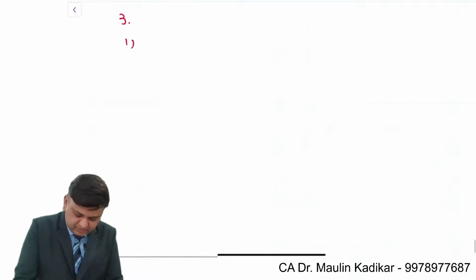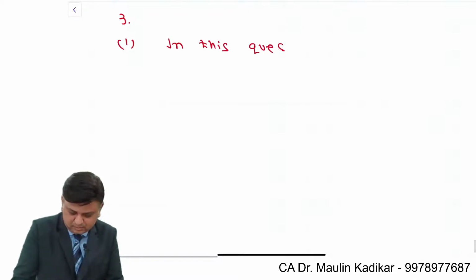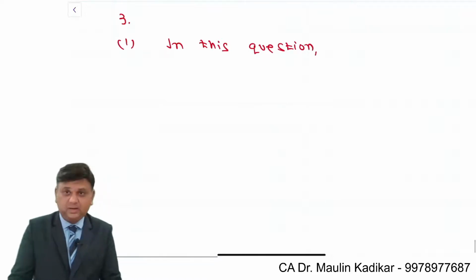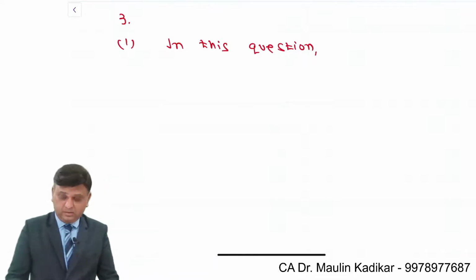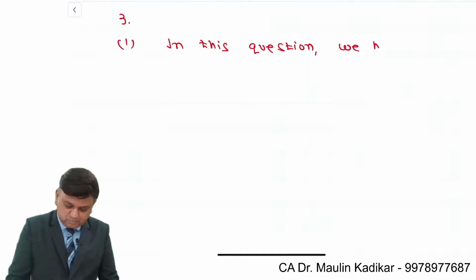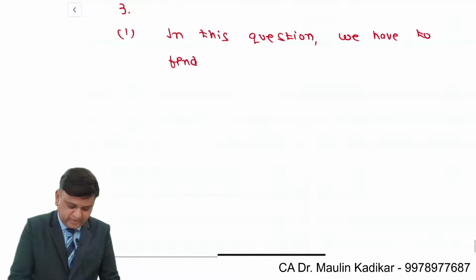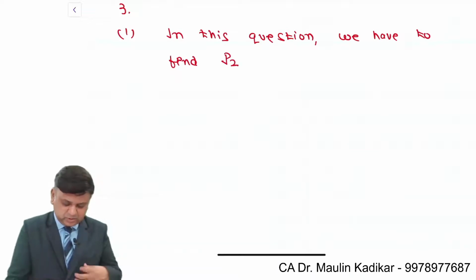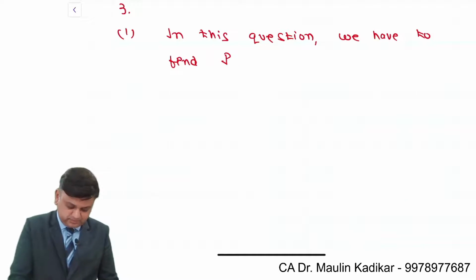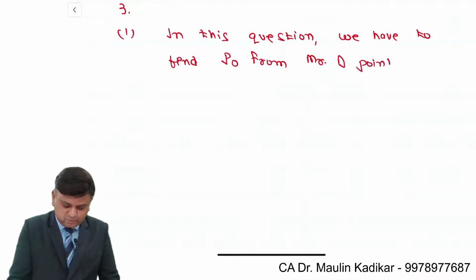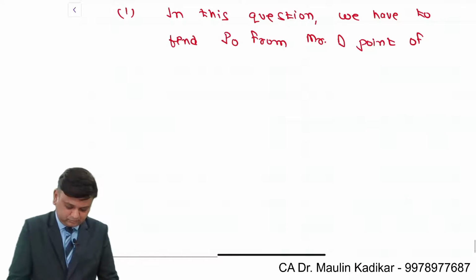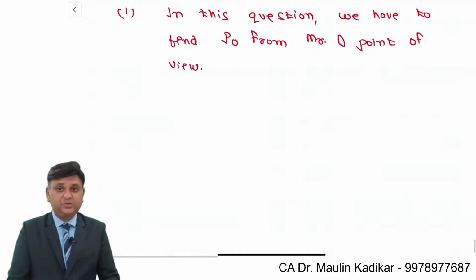In that, write down first point. In this question, we have to find P2. We have to find P0 from Mr. D point of view.